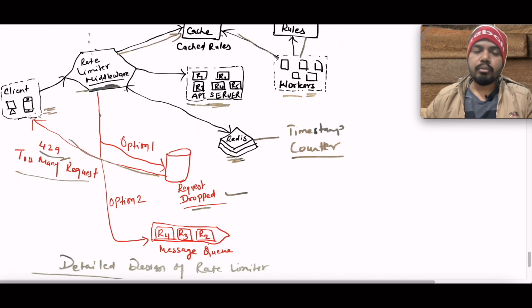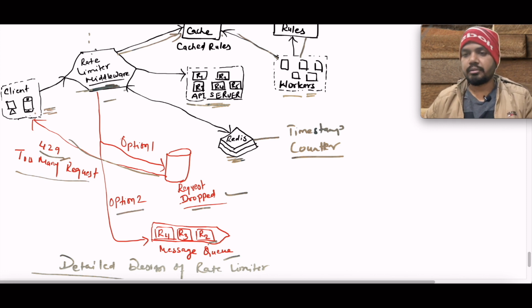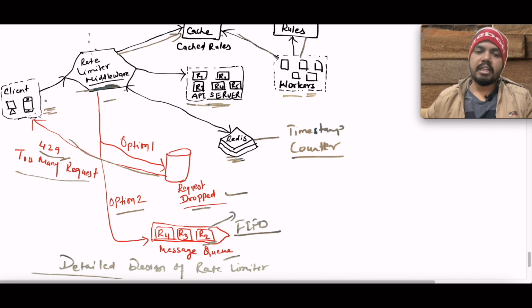What is option number 2? Whenever a request is rate limited, the rate limiter can choose option number 2: if a message queue is available, meaning we implemented a message queue, it will put the request into the message queue. After some time, on the basis of the FIFO system, the message queue will pass the request on. Whatever request comes first will go out first. All the rate limited requests are put into the queue, and after some time this queue will be processed.